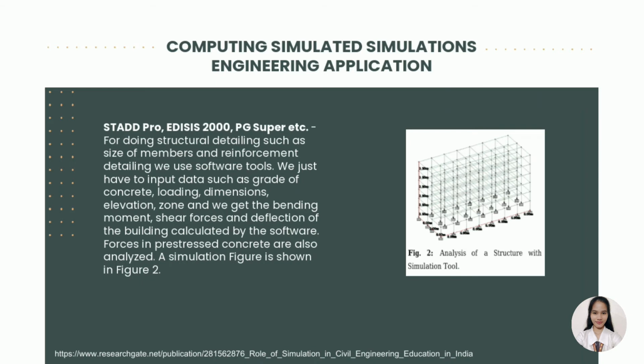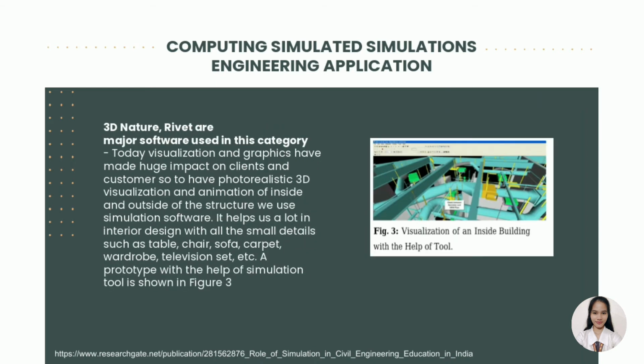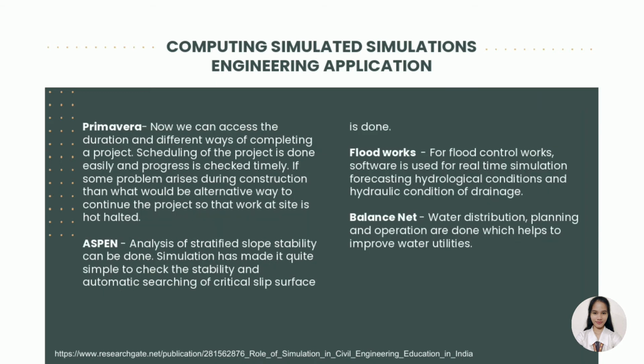We have STAAD Pro, this is 2000, PG, Super, and etc. for doing structural detailing such as size of members and reinforcement detailing, as what you can see in the right side in figure 2, analysis of structure with simulation tool. So next is the 3D modeling. Revit is the major software used in this category.